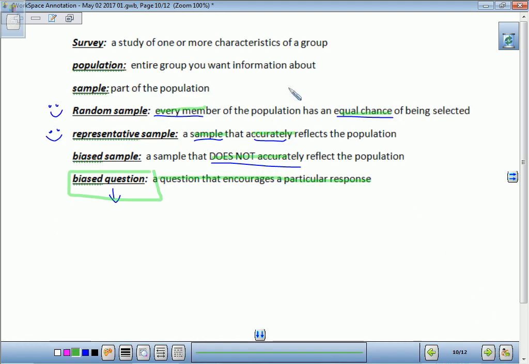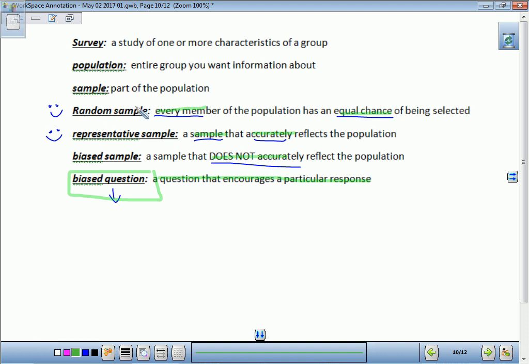Now on the back, more vocab. Some of this is new, some of this is not. So a survey, when do we use a survey? We want to study one or more characteristics of a group. The population is just the entire group. A sample is a subset or part of that population.